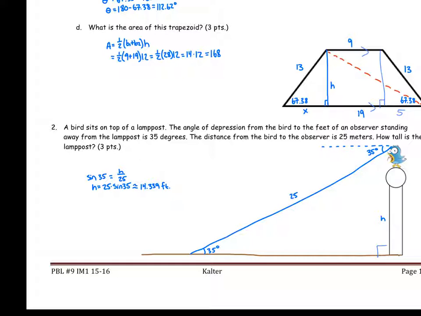Now, what I would do is, since this horizontal is parallel to this horizontal, I would use alternate interior angles to call this 35 as well. So now I can see I've got an angle. I'm looking for this side in my triangle, and I've got that side. So it looks like I've got opposite and hypotenuse, so I'm going to use sine. So the sine of 35 is going to be h over 25, multiply by 25, and you get 14.339 feet for the height of the pole.